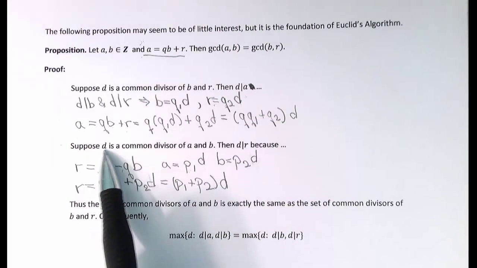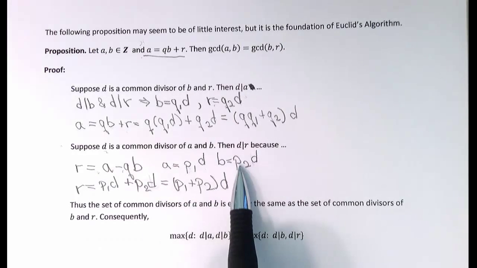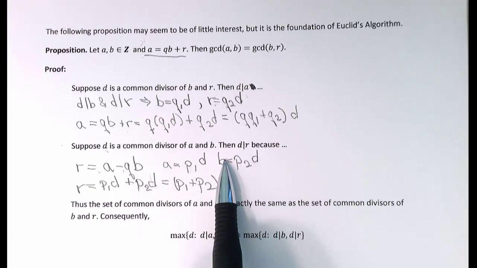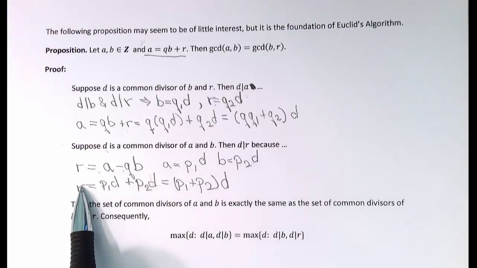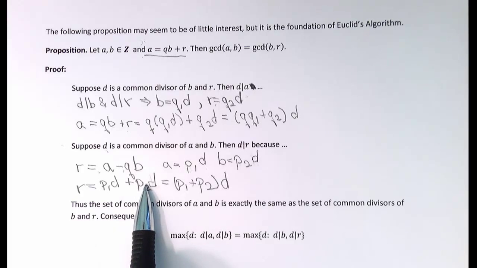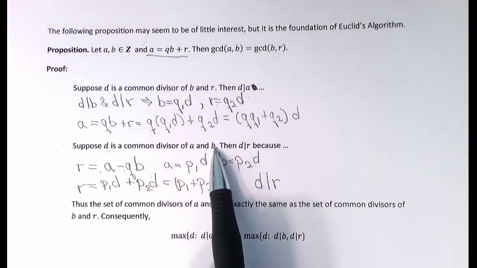Since d is a common divisor of both a and b, there have to be integers p1 and p2 so that p1 times d is a and p2 times d is equal to b. r then is equal to p1d plus p2d. We can factor the d off, and we see immediately that d divides r. Therefore, if d is a common divisor of a and b, it is also a common divisor of b and r.